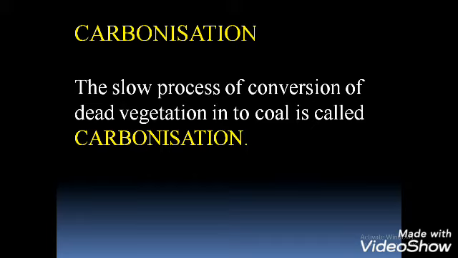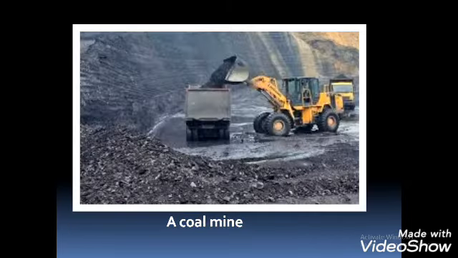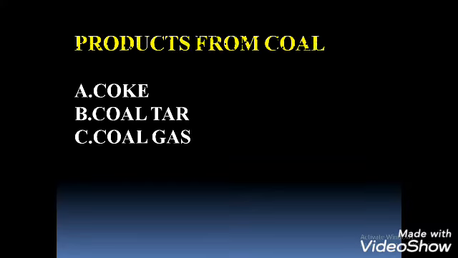Okay, now we can move to one picture. What is this picture? A coal mine, right? When heated in air, coal burns and produces mainly carbon dioxide gas. Coal is processed in industry to get some useful products such as coke, coal tar and coal gas. Useful products from coal are coke, coal tar and coal gas.